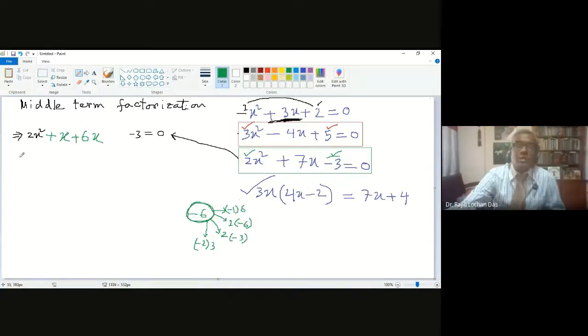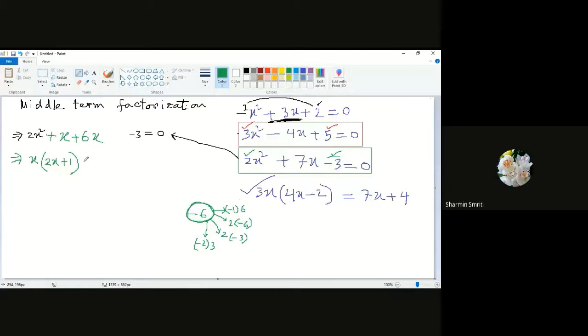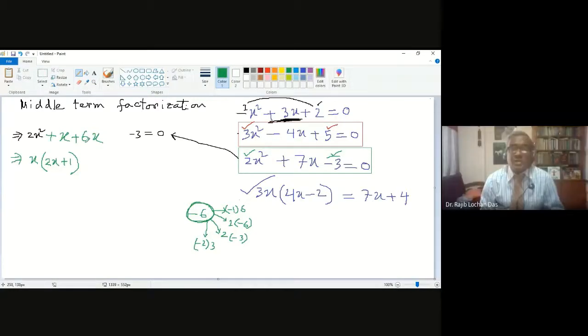It will not work. How? You can check. You can go to the next line. So what will you take common here? X. Right? So it will be 2x plus 1. And then what will you take common here? 3. So it will be 2x and then minus 1. So it's not the same. It is plus 1, it is minus 1. So it will not work.